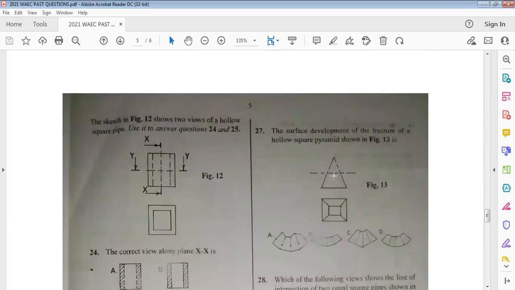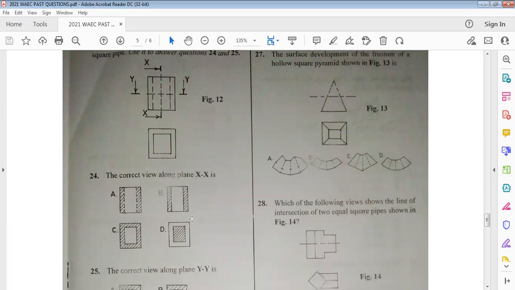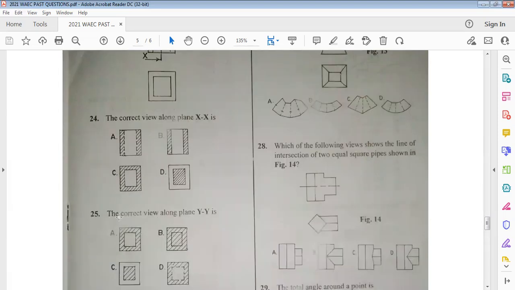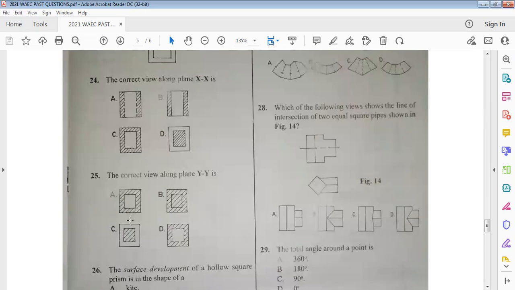That is question 24. We have to use this diagram to answer question 24 and 25. And here we have that the correct view along plane XX is option B is the correct answer. And then question 25, the correct view along plane YY is, so the correct answer is option A in that case.